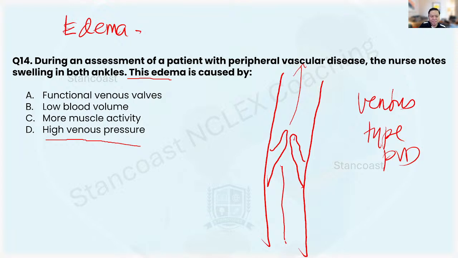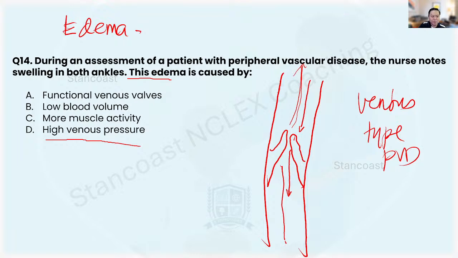So what's going to happen? Instead of the blood going up into the upper part of the body, into the vena cava, when the patient is in a standing position, this can potentially stay in the venous circulation, and it will cause pressure, increasing pressure in the blood vessel.